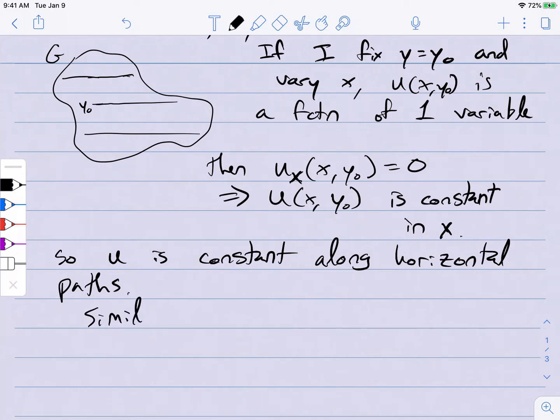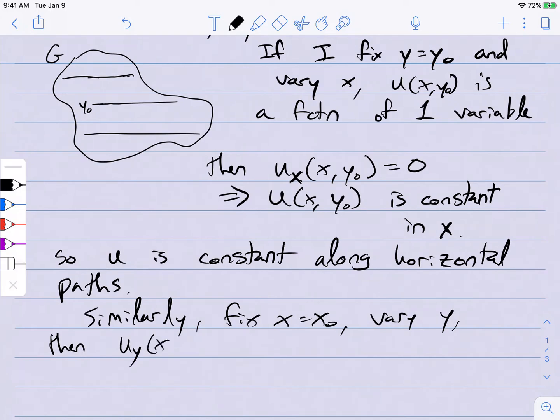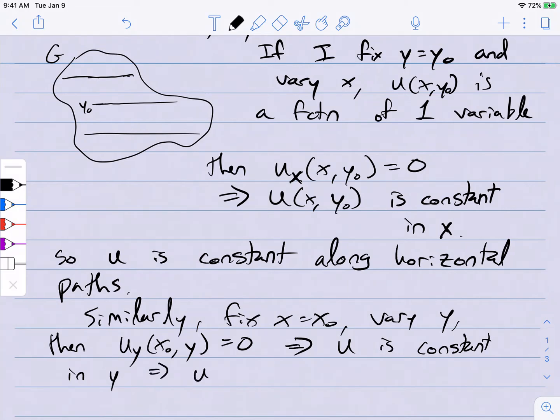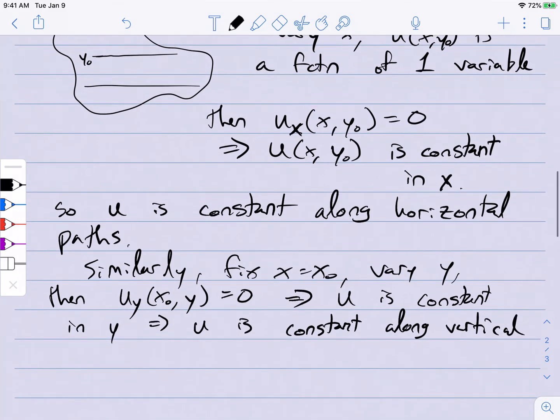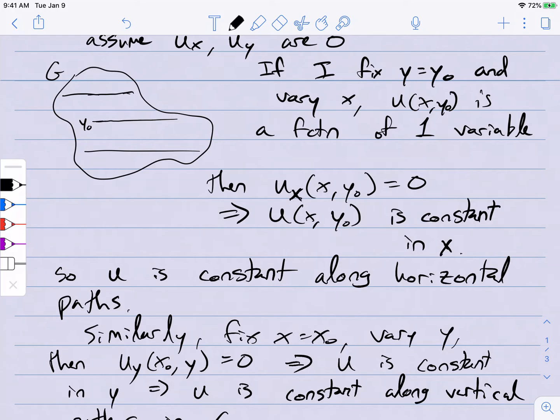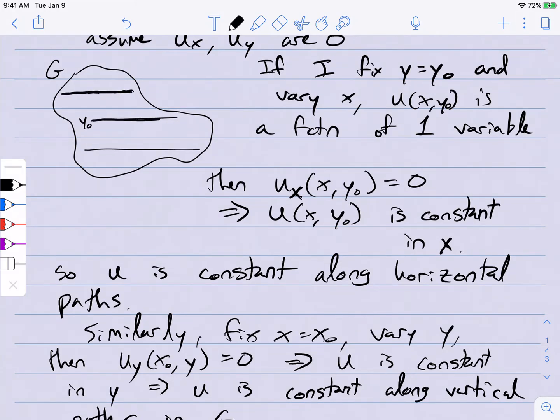But similarly, I could fix x to be some value x naught, vary y, then if the partial with respect to y is 0, this implies that u is constant in y, which means it's constant along vertical paths in the domain. So if both the partials are 0, then it's constant. The output of the function is constant as I move in horizontal paths. It's also constant as I move in vertical paths.